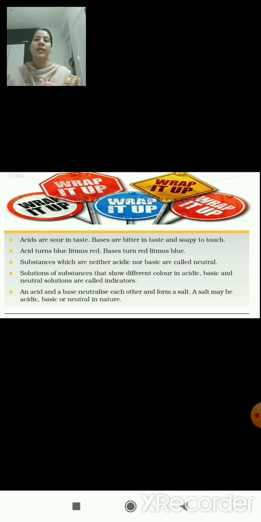Now, let us begin with litmus, which is a natural dye. We know that we get this litmus from lichens. It has a purple color in distilled water. So when added to an acidic solution, it turns red. And when added to a basic solution, it turns blue. And it is available in the form of solution or in the form of strips of paper, which is known as litmus paper. Generally, it is available as red litmus paper and blue litmus paper.